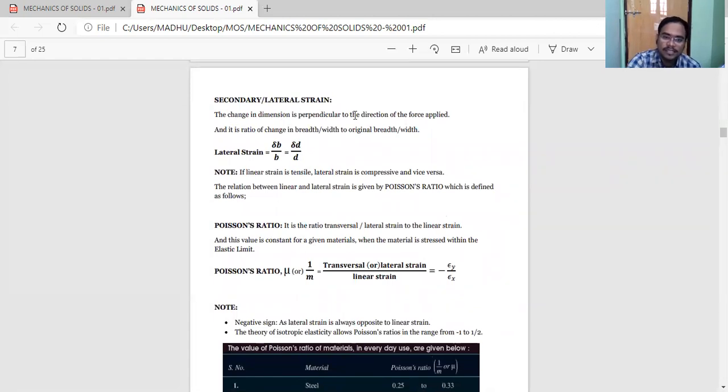The change in dimension is perpendicular to the direction of the applied force, and it is the ratio of the change in breadth or width to the original breadth or width. So lateral strain is del B by B or del D by D.